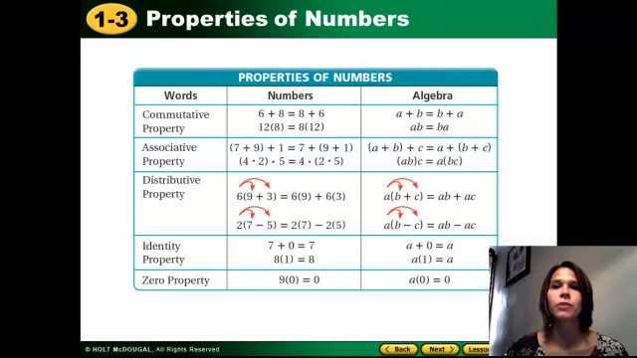And then we have one special 0 property. 9 times 0 is 0. Anything times 0 is 0.